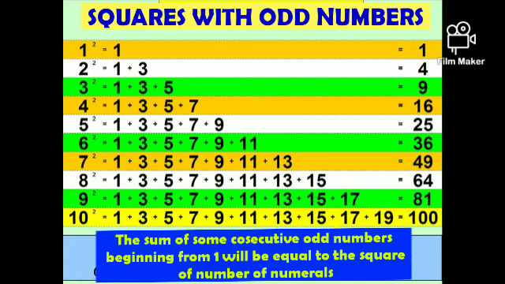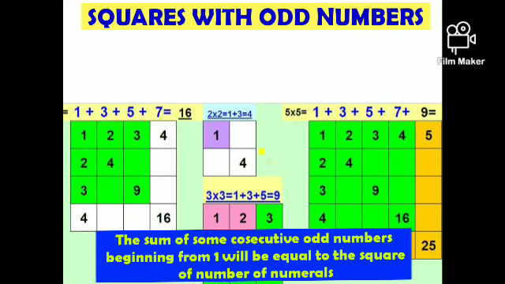From this we can understand that the sum of some odd numbers will be equal to the square of the number of numbers added. We can prove this from some supporting charts that are given here.